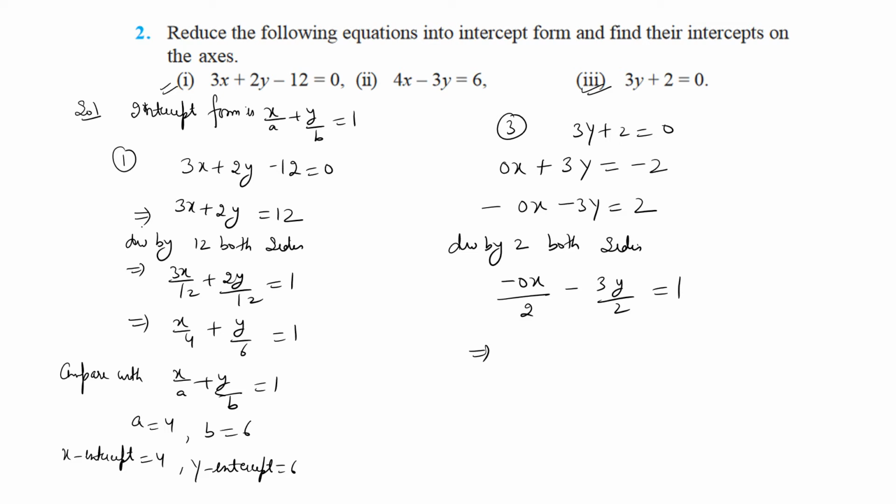Now you will find that here, as this term has already vanished, your a will be 0 here. So in this equation I will take this negative sign to the denominator itself, so it will be y upon minus 2 upon 3 equal to 1. When you compare it with the equation x upon a plus y upon b is equal to 1, this a is 0 and b is minus 2 upon 3.